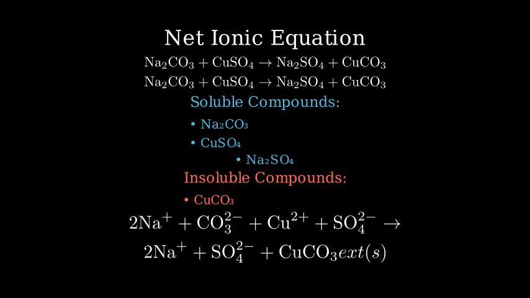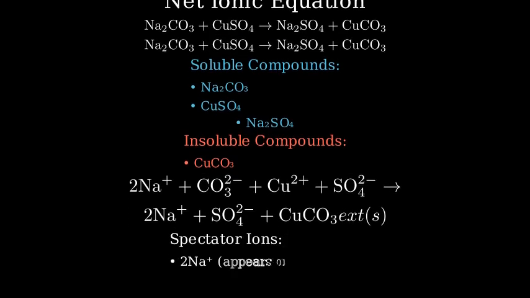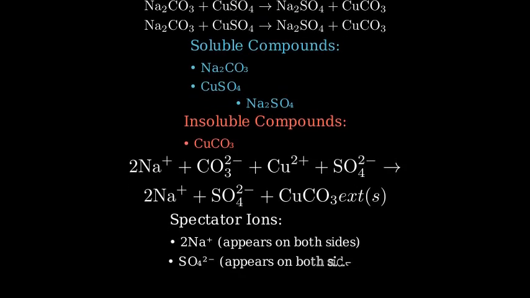Let's identify the spectator ions. These are ions that appear unchanged on both sides of the equation. The sodium ions appear as 2 Na+ on both sides. The sulfate ion SO4 2- also appears unchanged on both sides. These are our spectator ions and can be eliminated.